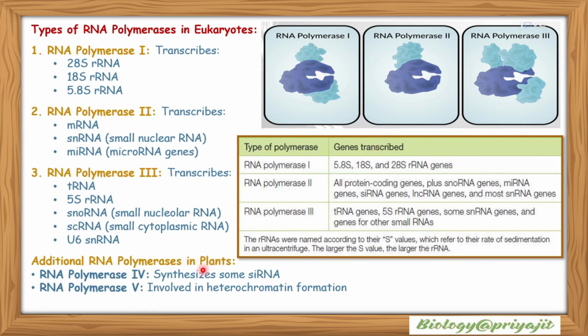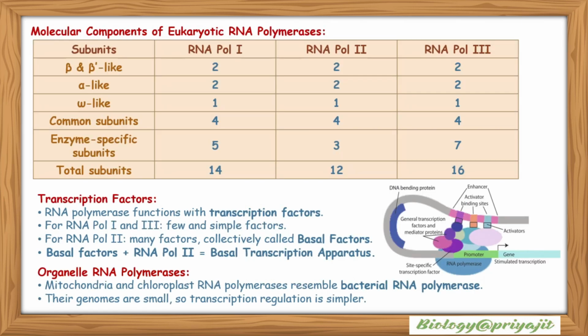Additional RNA polymerases in plants: there is RNA polymerase 4, which synthesizes some silencer RNA, and RNA polymerase 5, which is involved in heterochromatin formation. So there are different molecular components of eukaryotic RNA polymerases. This is the table showing the different subunits like beta and beta dash like subunit, alpha like subunit, omega like subunit. There are 4 common subunits in the 3 RNA polymerases, and there are enzyme-specific subunits. There are 14 subunits in total in RNA polymerase 1, 12 subunits in RNA polymerase 2, and 16 subunits in RNA polymerase 3.